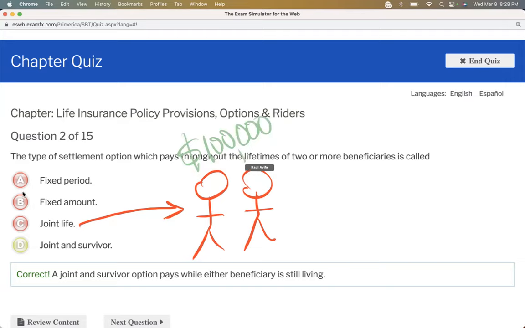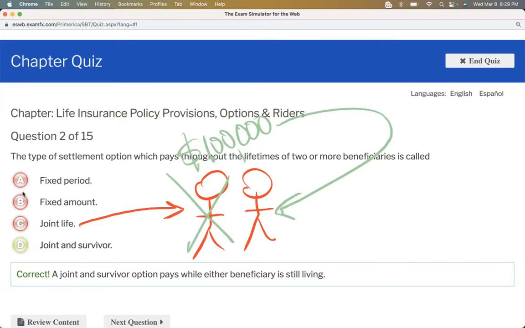Joint life works like this. If the first one dies, the $100,000 gets paid out. Okay, that's joint life. The first to die. They call it first to die. When the first one dies, boom, it pays out. Or in this case, it's a settlement option.